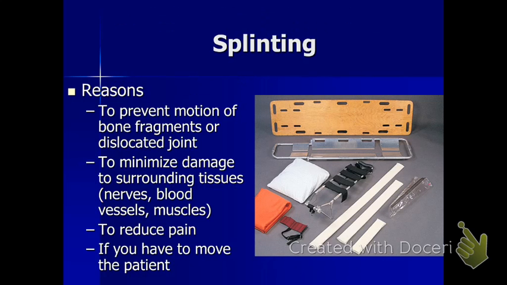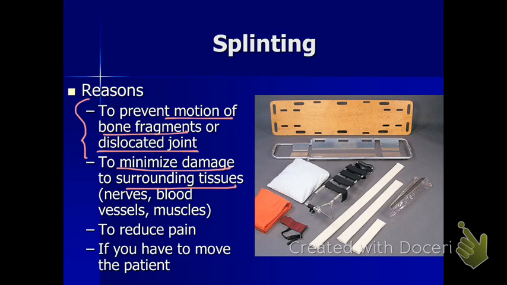So there are four main reasons that we would splint in an emergency situation. Reason number one is to prevent motion of bone fragments or a dislocated joint. So another way to say this is that we want to restrict and or limit movement, and minimize damage to surrounding tissues. So let's say, for example, we know that movement of a joint or a bone would cause more damage, then in that case we would also want to splint just to reduce the amount of motion that might be occurring at that joint.